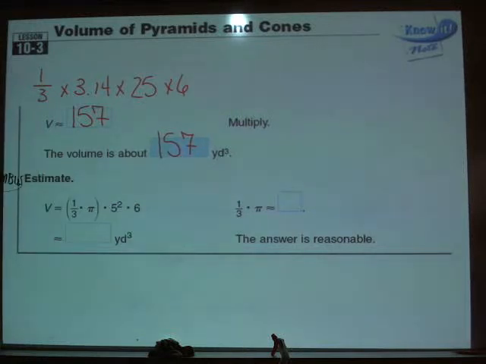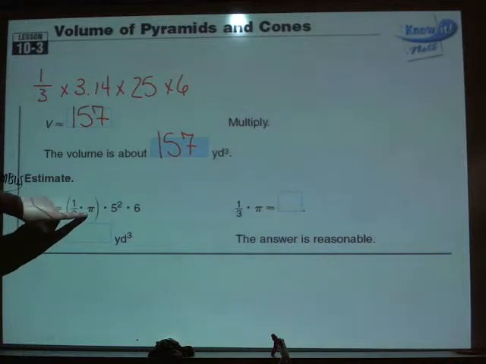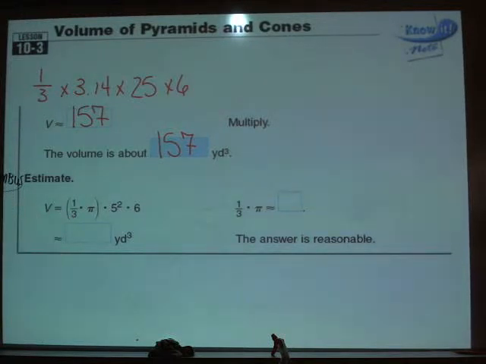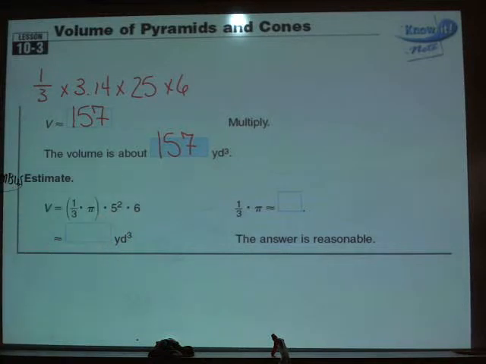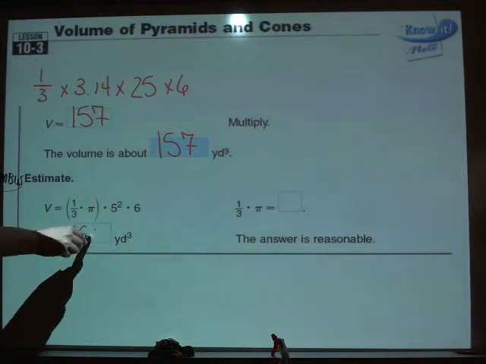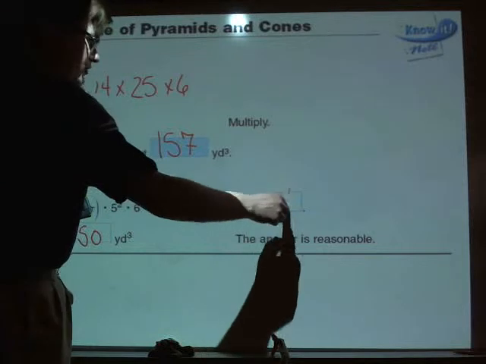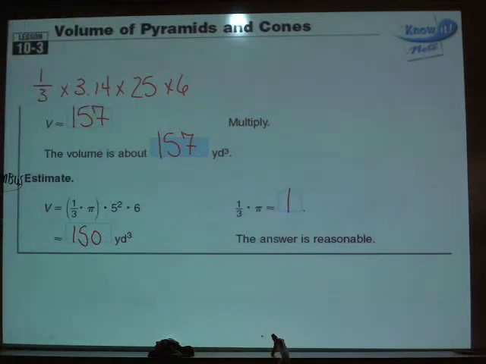Now what they're doing here, to show the estimation, to show that our answer works, is they decided instead to let pi roughly equal 3, which is bad math, but the reason they did that here is because then when you're multiplying it by 1/3, 1/3 and the 3 go together to make 1. So we've got 1 times 5 squared, 25 times 6. 25 times 6 is, of course, 150. When we let pi be equal 3, 1/3 times 3 gave me 1. Since that's pretty close to my answer, here is reasonable, and this all jives.